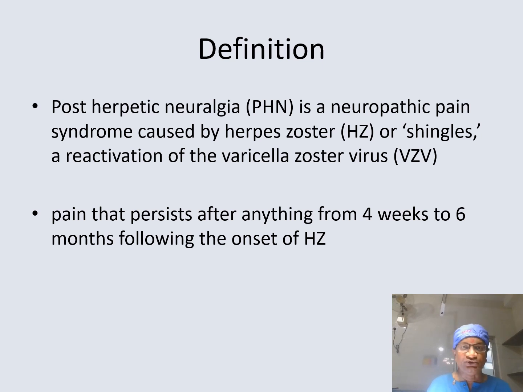Now we will go into what is the definition of this. Post-herpetic neuralgia is a neuropathic pain. Now it is not nociceptive pain, very important. It is a neuropathic pain. It is caused by herpes zoster and a reactivation of this. And in the dermatome, the pain is there in a neuropathic way. And it persists after 4 weeks after the onset of herpes zoster. This is the definition of post-herpetic neuralgia.